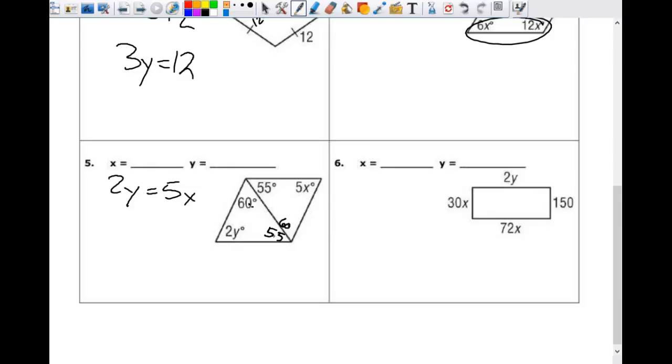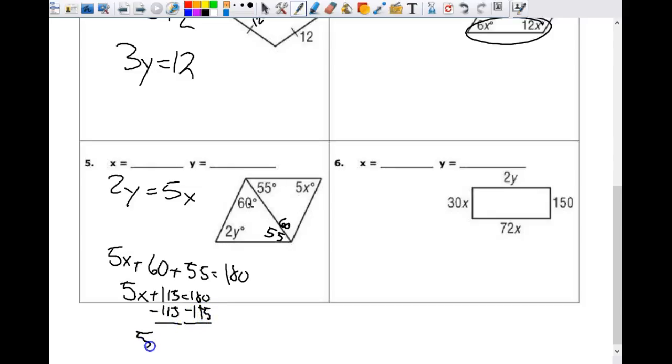Okay. So now we know 5x plus 60 plus 55. These three angles in this triangle add up to be 180 degrees. 5x plus 115 is equal to 180. Minus 115 from both sides. And we get 5x is equal to 65. X is equal to 13.